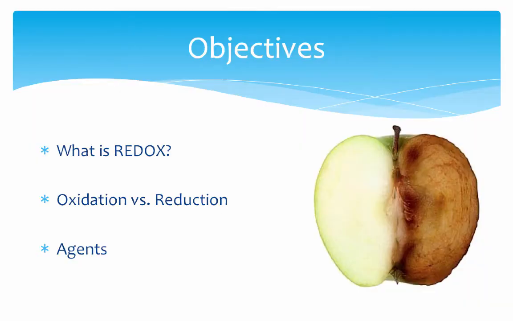Before we actually get started, I have a quick example of what it means to be a redox reaction. I think this is something we've all seen before. An apple that's cut open and left on the counter will naturally start browning like this. That browning process is a reduction-oxidation reaction involving oxygen interacting with an enzyme within the apple known as phenolase.